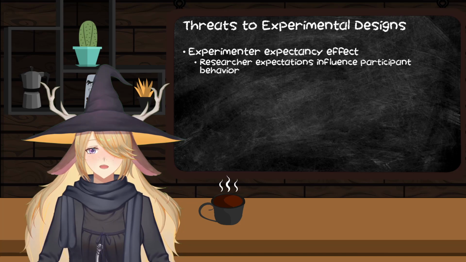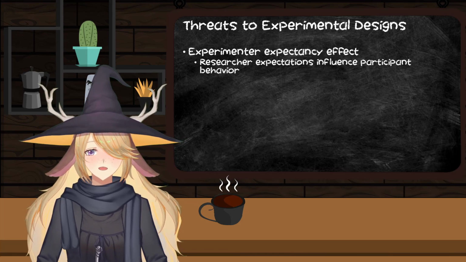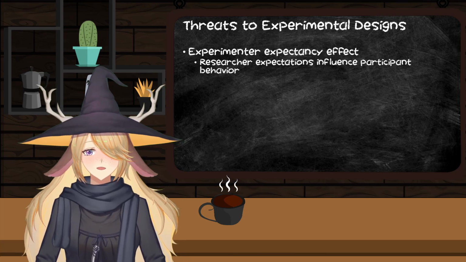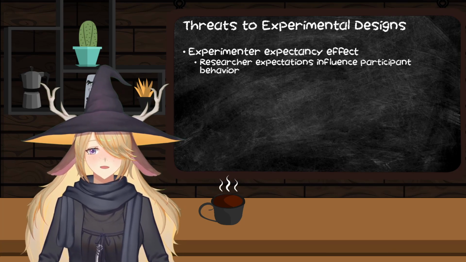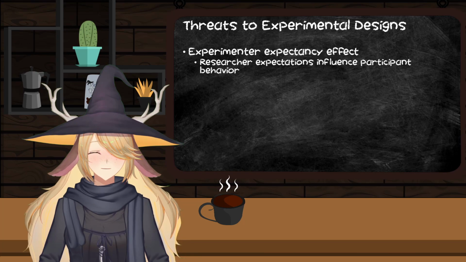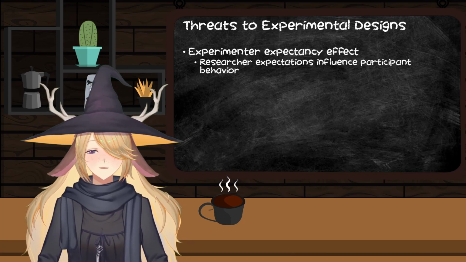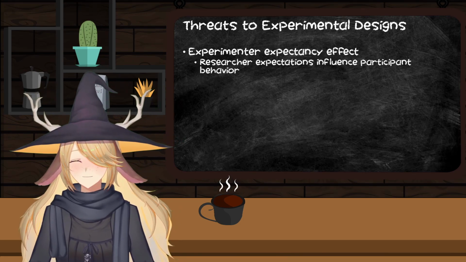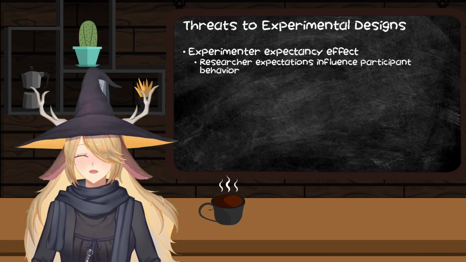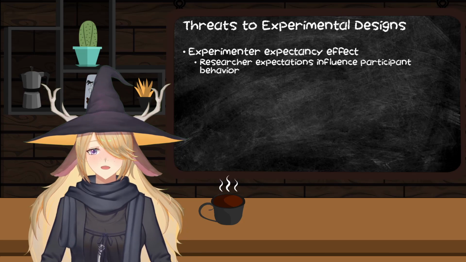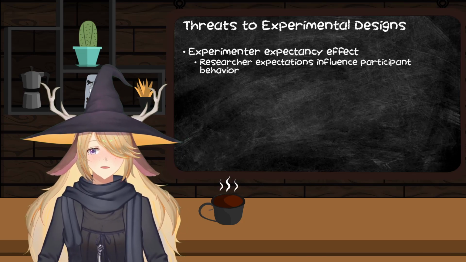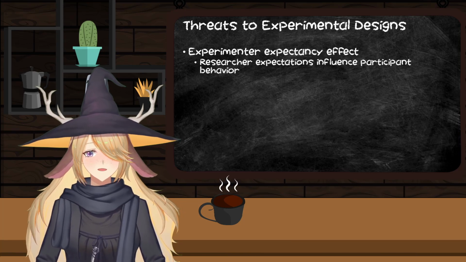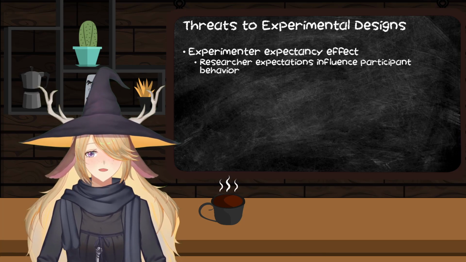What are some other threats to experimental design? Well, we talked about how even very intelligent people can make mistakes. Even a researcher's expectations can influence participants because participants are able to pick up on them. For example, even unbeknownst to the researcher, they might be treating their patients differently depending on whether they are in the experimental or the control group. And that expectation might be picked up on by the participants and it might influence their behavior.